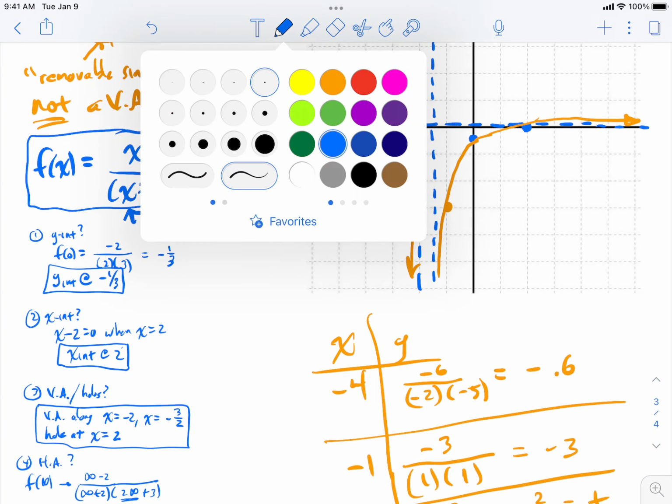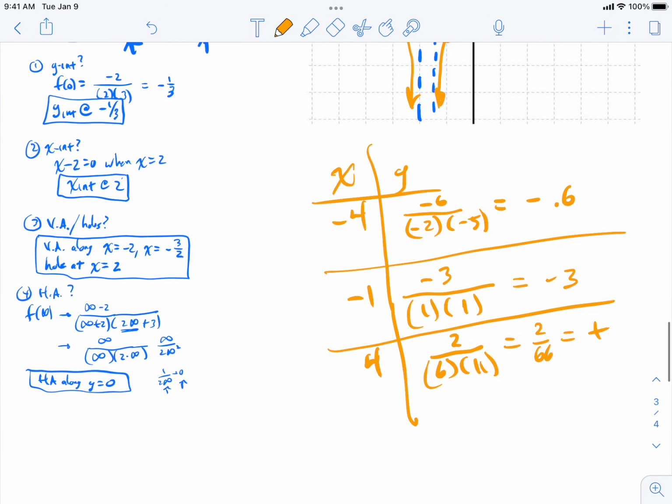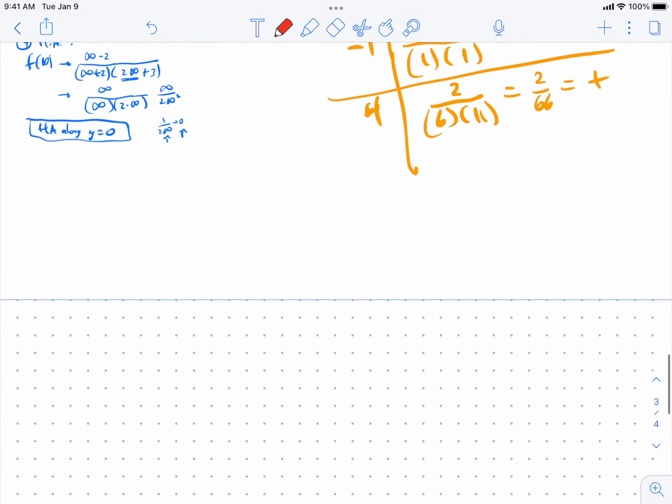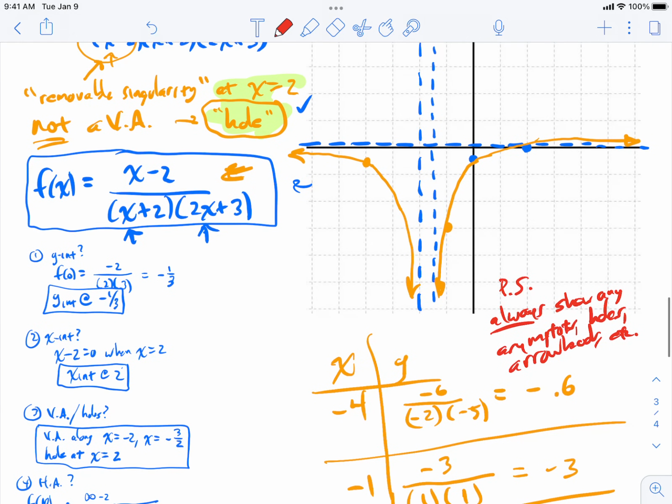And I suppose I could, really you should remember this. You should always, let's put a PS here. Okay, so anyway, PS. Always show any asymptotes, holes, arrowheads, etc.